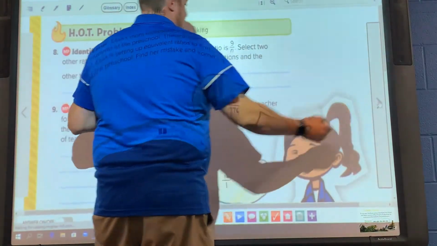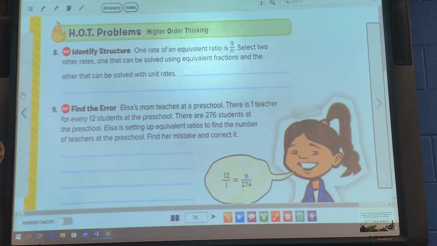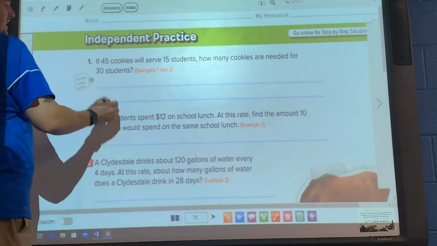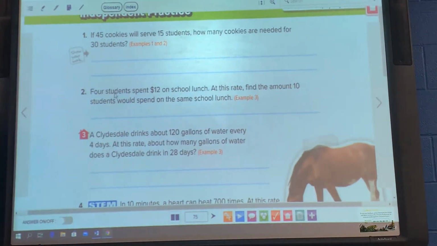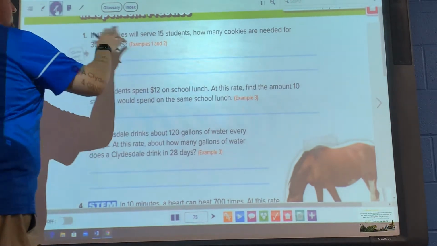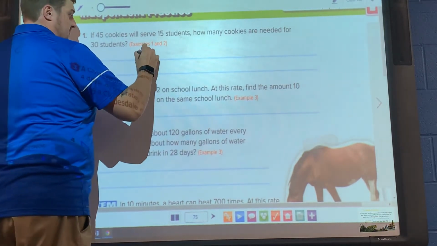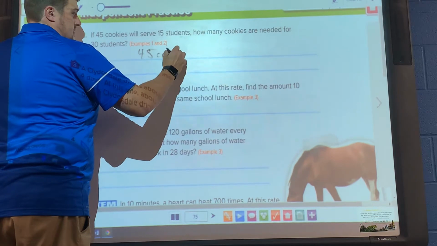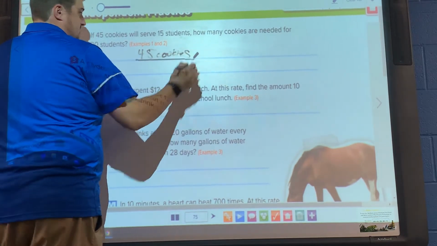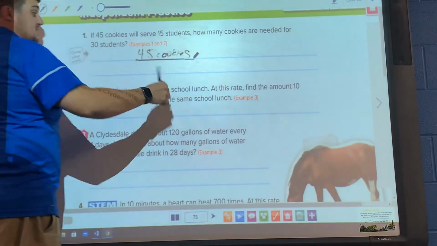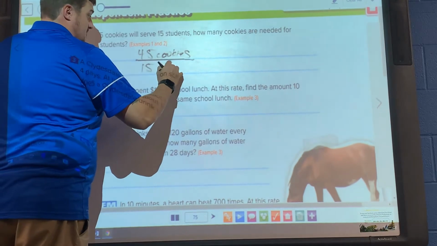So let's jump a couple pages, 2 forward. We're going to go to page 75. Okay, number 1. If 45 cookies will serve 15 students, how many cookies are needed for 30 students? All right, so this is where I'm going to set up my equivalent fraction way. I'm just going to start with 45 cookies, so I'm putting that on top of my fraction. That will serve 15 students. So 15 has to go with this one, but students is on bottom.